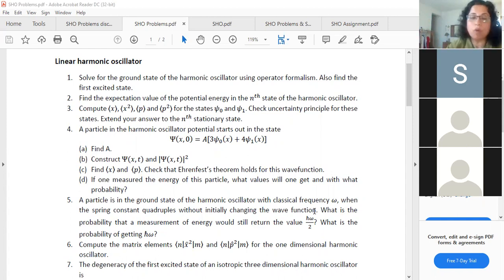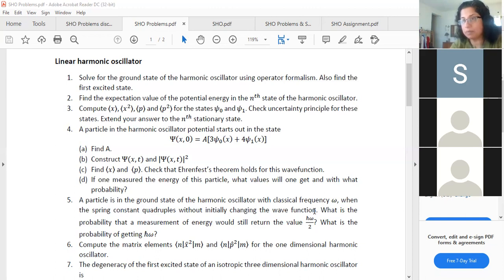Then it asks you what is the probability of getting ħω. So you know how to calculate this. You have to essentially figure out what is the Cn of the ground state, when you expand the original ground state in terms of the new eigenstates, and you know how to do that. So I will leave you to try and do the fifth problem also by yourself.